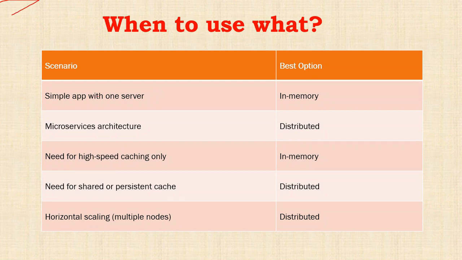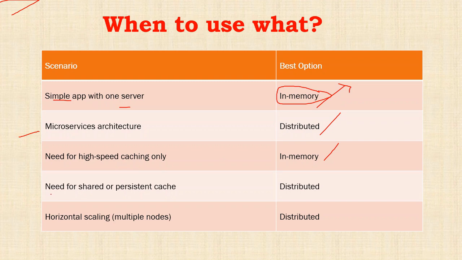For a simple app with one server, in-memory will be good, because in-memory is always faster than distributed, since it is for only one application. So if it is only one application, it is better to use the in-memory caching mechanism. If it is a microservices architecture, then use distributed. If you need high speed caching only, then use in-memory caching, not distributed.